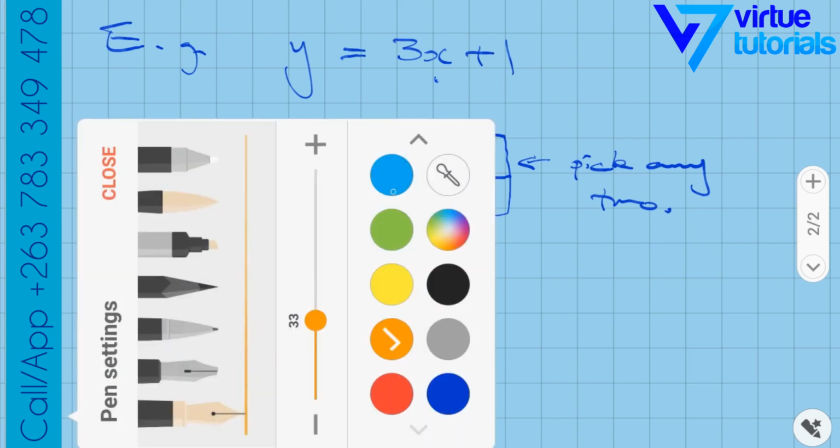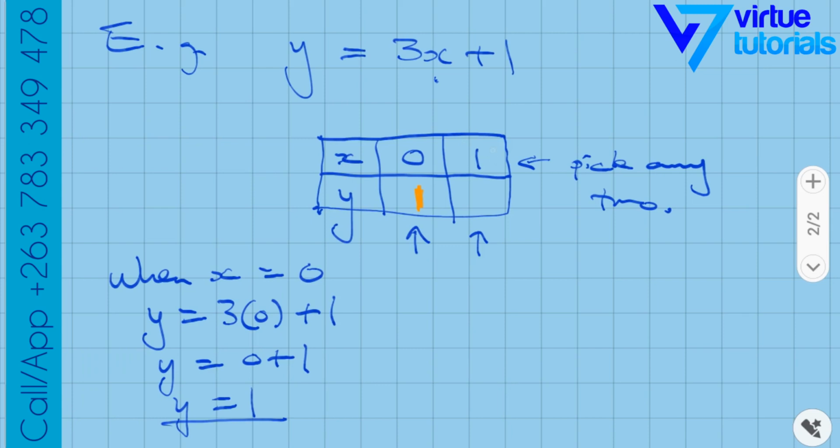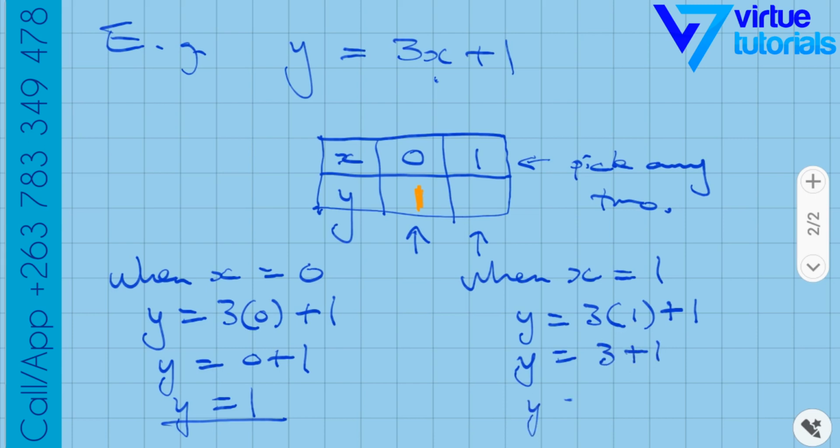Okay, so let's go to the next point. When x is equal to 1, right, y is equal to 3 times x, but x is 1, so y is equal to 3 times 1 plus 1. So y is equal to 3 times 1, 3 plus 1. y is equal to 3 plus 1, which is 4.